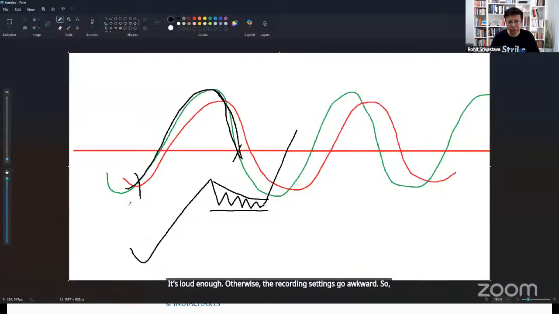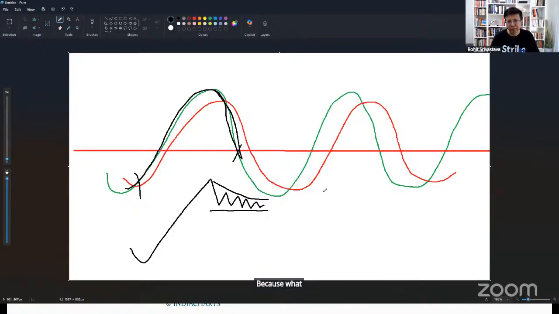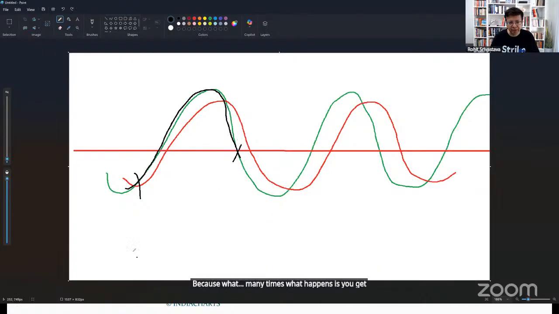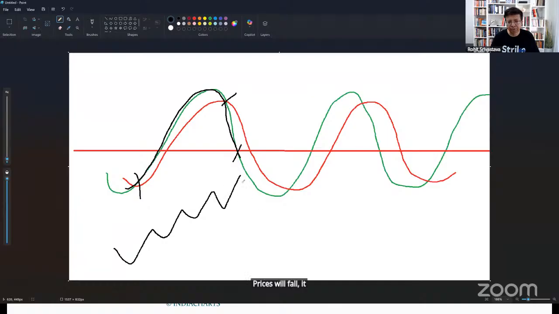So anyway, coming back to the main point, coming back to zero is important. And only after the RMI comes back to zero, when we get a fresh buy signal, do we say that this is a new move, a seriously new move. Because many times what happens is you get divergences. A price move will continue to go up, up, up, even after it gives a sell signal, even as the indicator falls. And then we say, oh, there is a negative divergence.